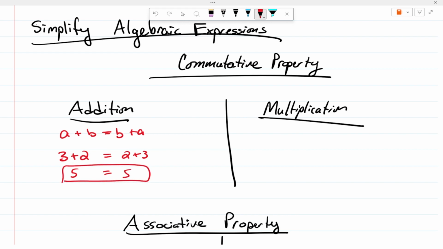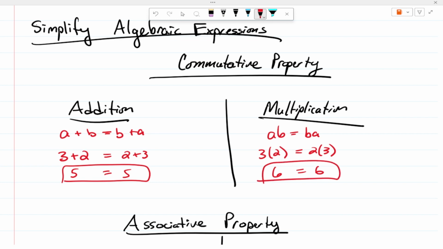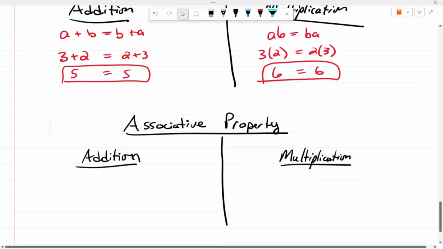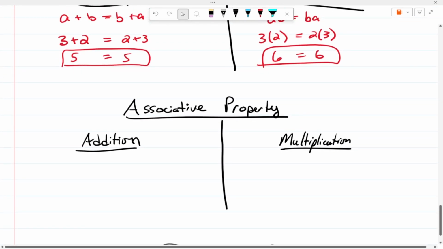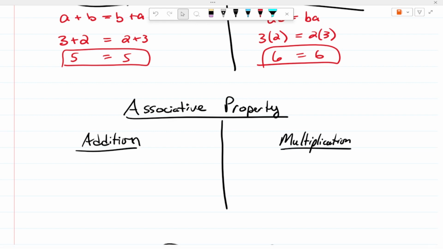For multiplication, it's the same idea. If you're multiplying, the order in which you multiply does not matter. 3 times 2 is the same thing as 2 times 3 because they both equal 6. So that's our commutative property. The associative property says the order in which you perform the groupings doesn't matter as long as you are adding or multiplying.